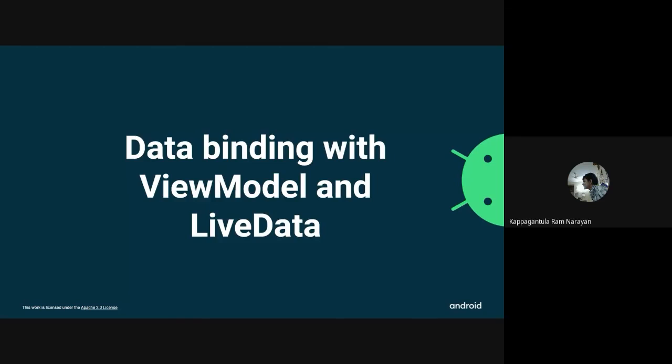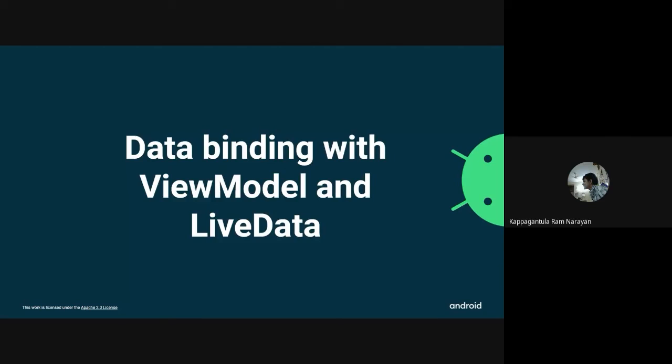All this entire concept just tells you that you can use data binding with both your view model objects and your live data objects. When you use it with view model objects, you can eliminate the boilerplate code in your UI controller class. You can simply call the variable directly and then send it back to your view, that is your XML file.